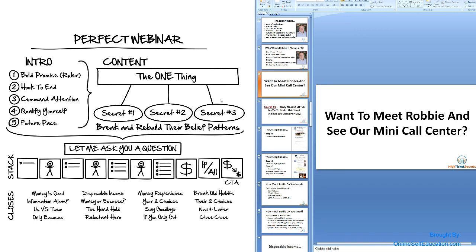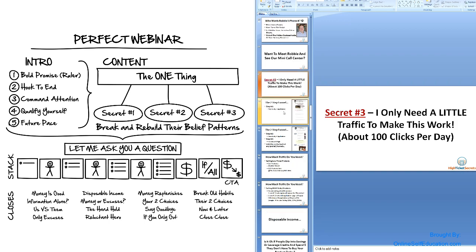Okay. All right, now for me, I moved to secret number 3, which is I only need a little bit of traffic to make this work, about 100 clicks. Because what do most people think? I would love to do high ticket things, but I can't drive traffic. I can't send 1,000 clicks a day. In their mind, it's got to be this huge thing. So what I got to do? I got to break that belief pattern. I got to rebuild it. So I start breaking. Let me show you how we do it.